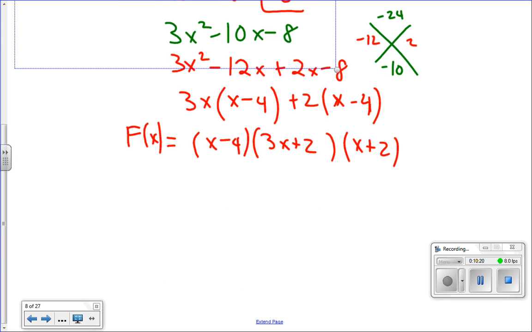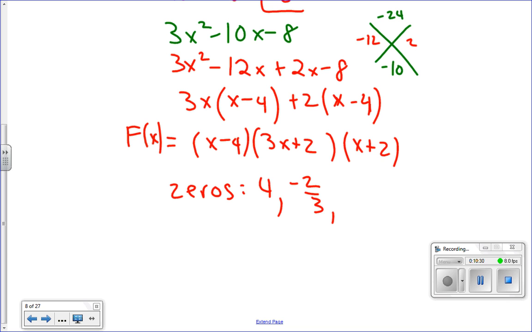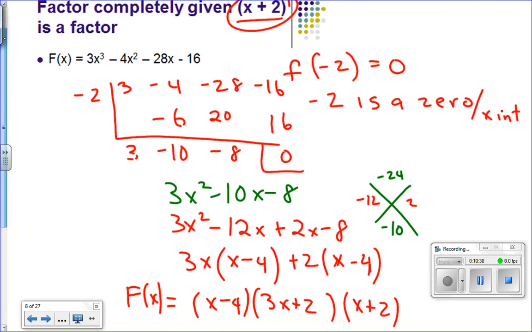And what they could do is they could ask for the zeros, but they don't. Well, let's assume they did. So the zeros of this, or the x-intercepts, will be 4, negative 2/3, and negative 2. So in the graphing calculator, if you graph this function, you will find x-intercepts at 4, negative 2/3, and negative 2.